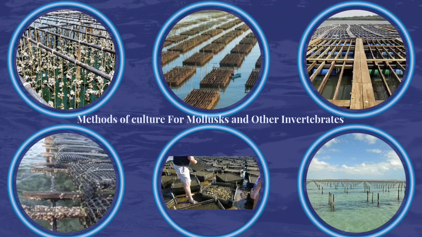Each of these methods has its own set of advantages and can be chosen depending on the environment, available resources, and the goal of the farm. Whether it's the efficient use of materials like rubber strips in the ring method or the simplicity of the broadcast method, these techniques are essential for sustainable and productive mollusk farming. These pictures show the different methods of culture for mollusks and other invertebrates.